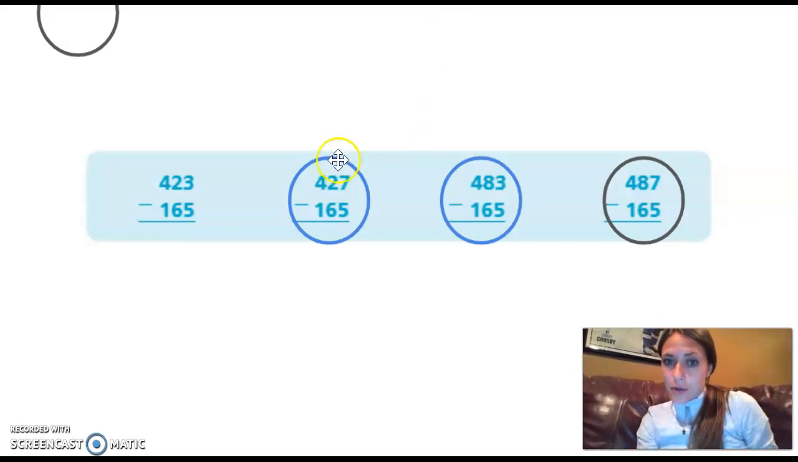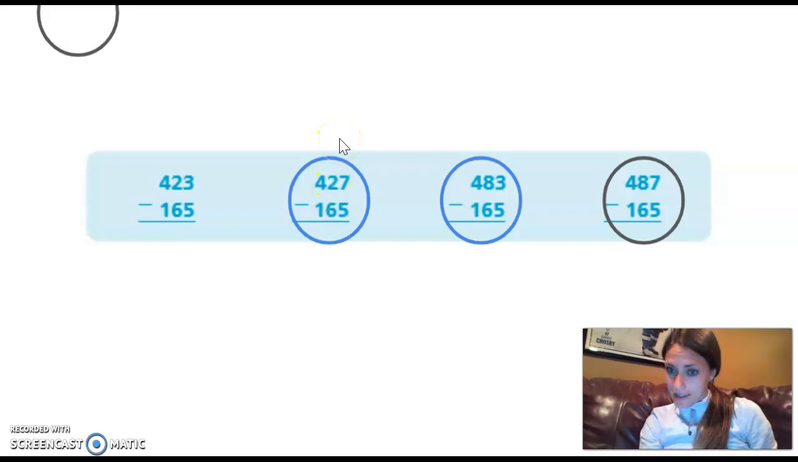So this one right here, you have enough ones. If the number on the bottom is bigger than the top, go to the neighbor and knock, knock, knock. Okay? But is this number on the bottom bigger than the top? No, it's not. But look at the tens place. Is 6 bigger than 2 tens? Yes. So you are ungrouping the hundreds to get more tens.